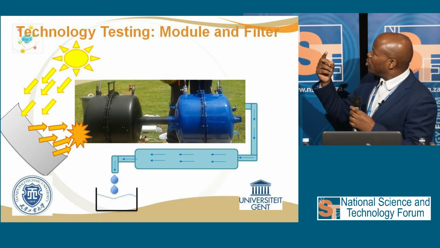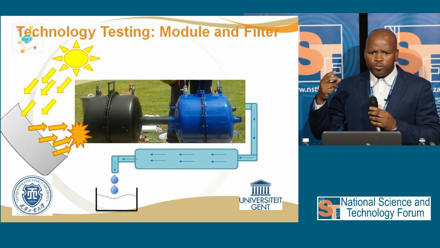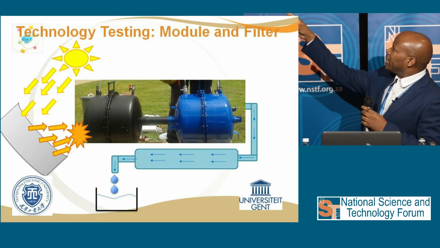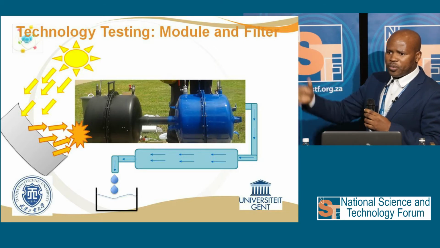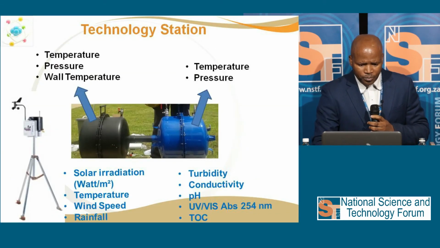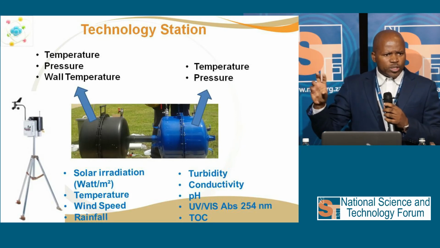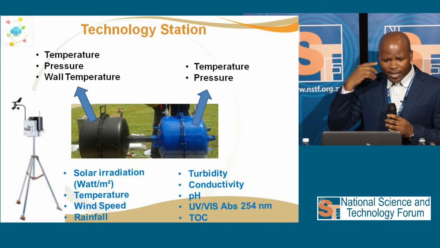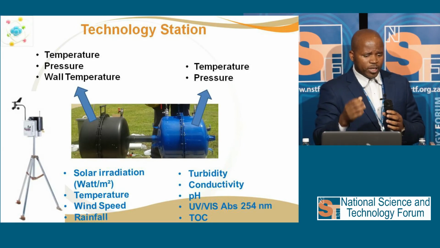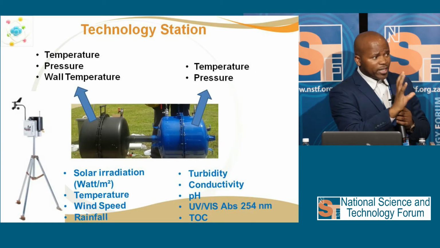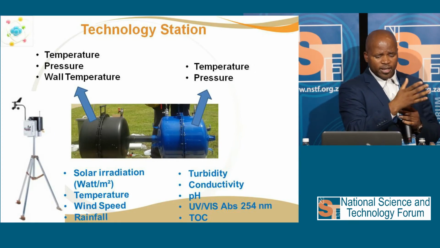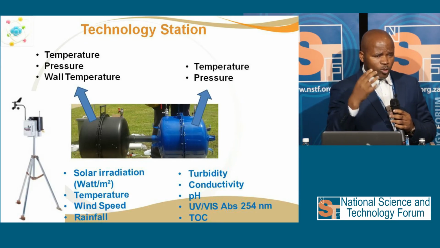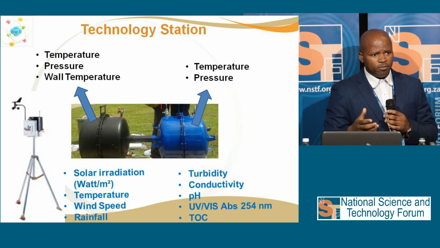So what is happening now is that instead of using a normal membrane, we use the carbon membrane in the last step, where we're actually doing the filtration. And then there are other basic issues on the system when you're testing that you look at, such as temperature, pressure, wall temperature, and various other issues that you measure. So we've got a station that measures solar irradiation, wind speed, temperature, etc., because remember that the weather is the most critical issue in this kind of system.